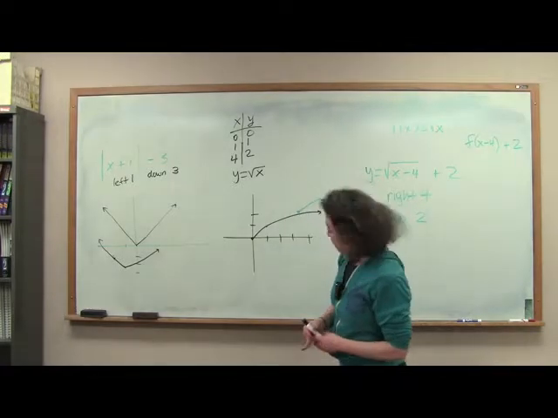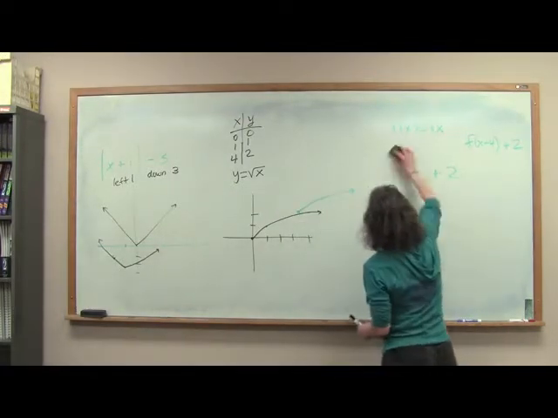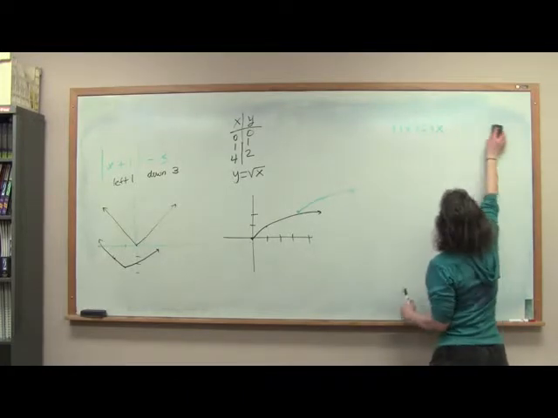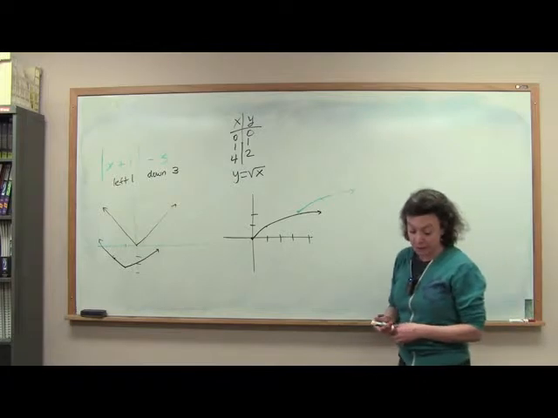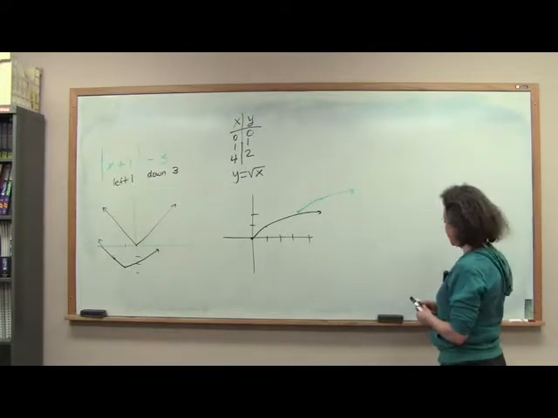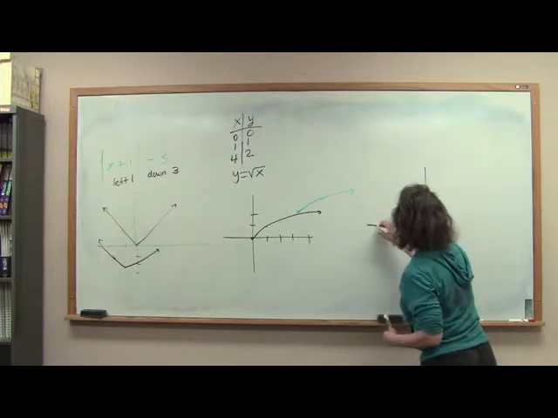All right. Now, how else can we see these sorts of things? What I'm going to do now is just draw a random graph of a function, and then we're going to play around with a couple of shifts. So here's my graph.